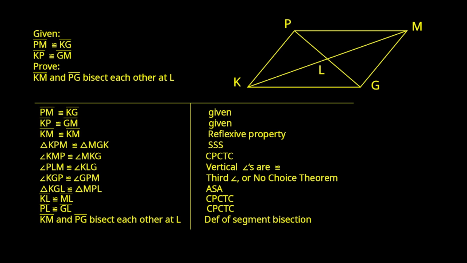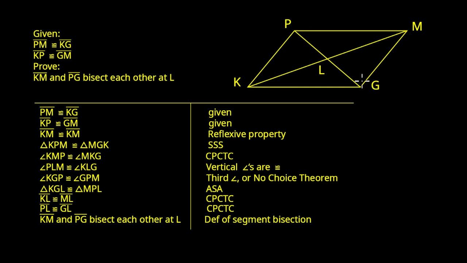In this video, we will be doing a proof involving overlapping triangles. This proof is a good bit harder than some of the others, so stick with it, you will get it. Given PM is congruent to KG, KP is congruent to GM, prove KM and PG bisect each other at L.